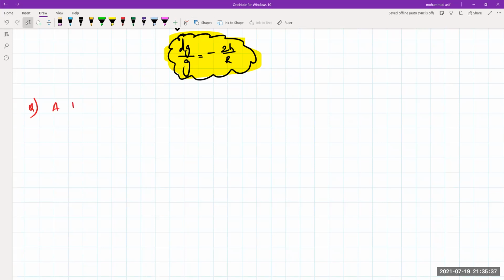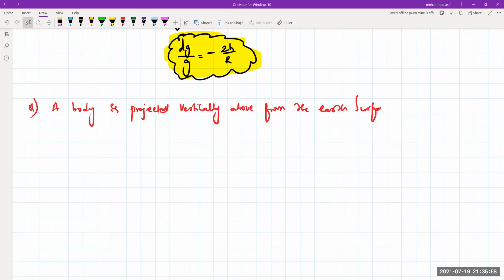The question says for me, a body is projected vertically above from your earth surface with velocity k times of your v naught. With velocity how much for me? K times of your v naught. Clear?